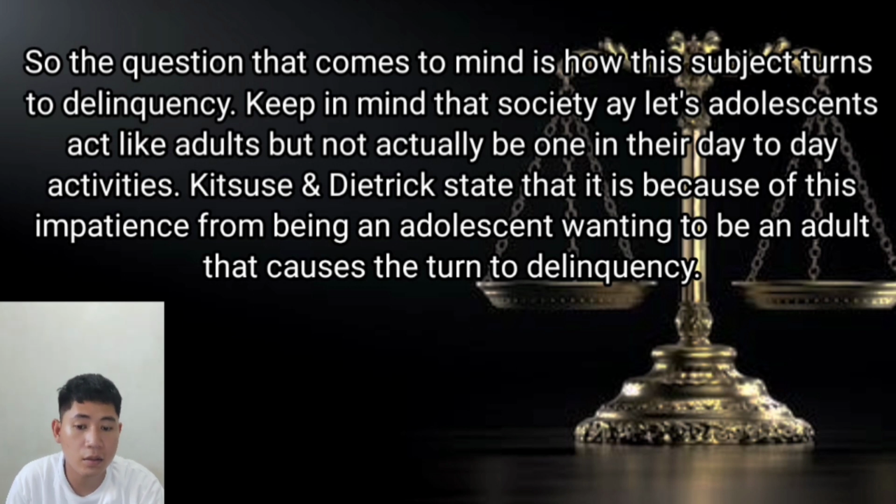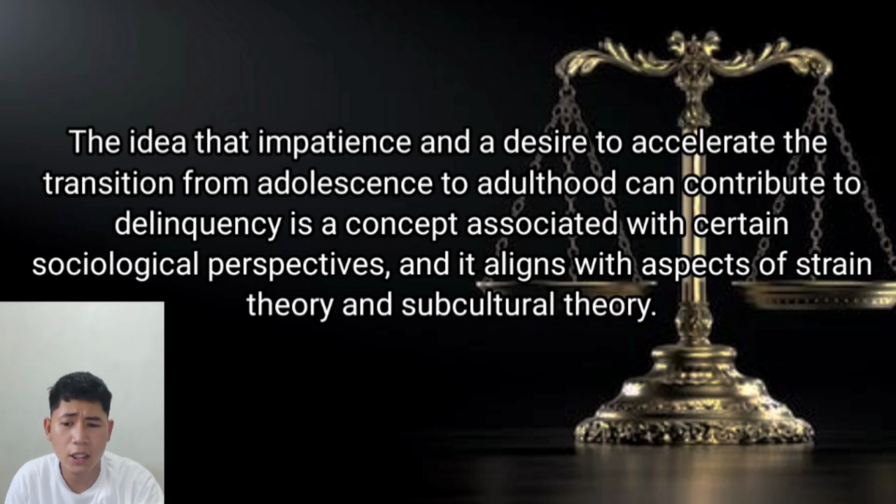Keep in mind, society leads adolescents to act like adults but not actually be one in their day-to-day activities. Kitsuse and Dietrich state that it is because of this impatience from being an adolescent and wanting to be an adult that causes the turn of events to delinquency. The idea that impatience and desire to accelerate the transition from adolescence to adulthood can contribute to delinquency is a concept associated with a certain sociological perspective, and it aligns with aspects of strain theory and subculture theory.